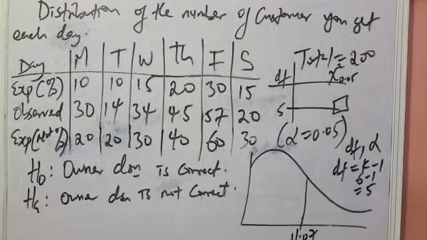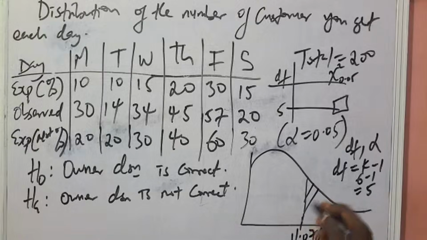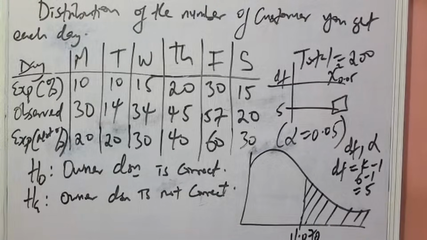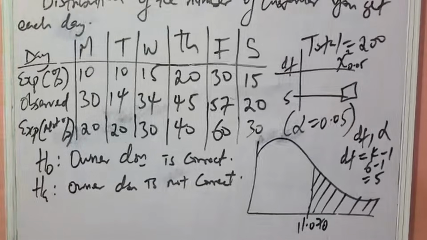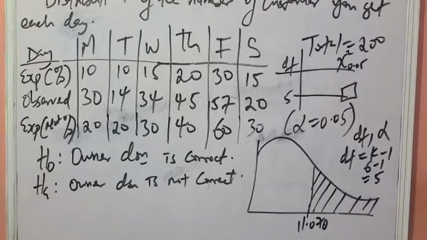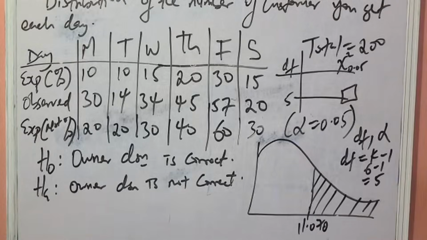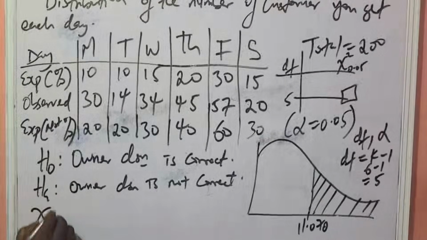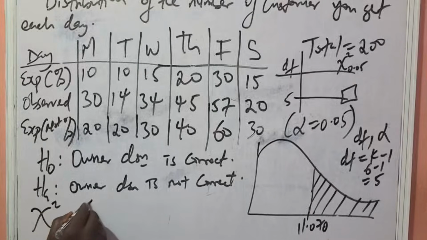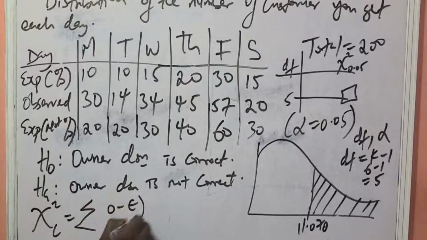11.07. So this right here represents your rejection region. So anything that falls inside that spot, we are going to certainly be rejecting. The next thing to do now is to find your test statistics. Your calculated test statistic, as I told you guys already, is observed minus expected, all squared, over expected.